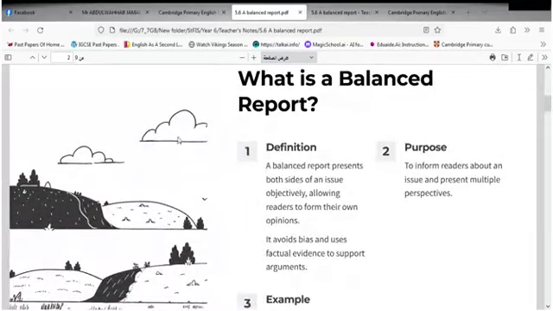What is a balanced report? The word balanced means you are in the middle. You are not against and you are not for. You are not biased. You are not taking one side. You are in the middle.